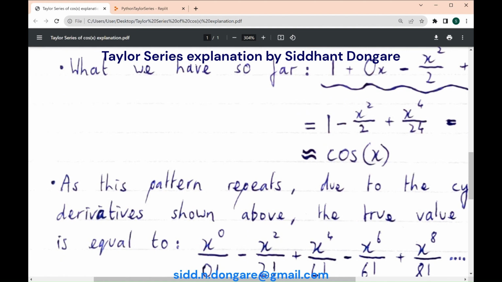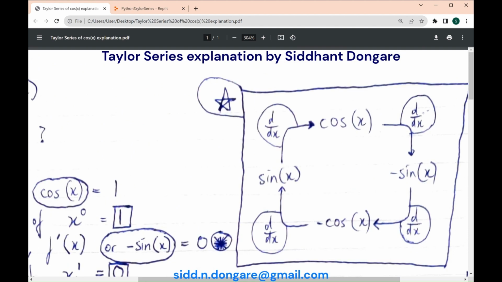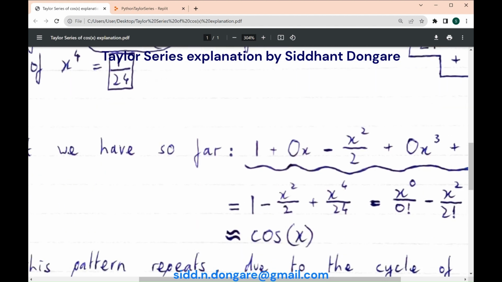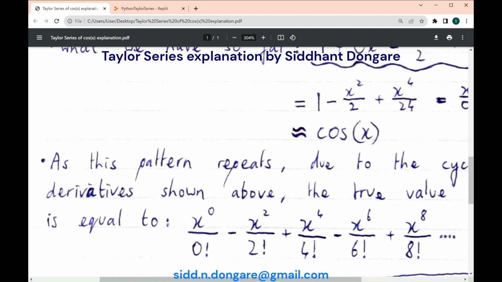But as this pattern repeats due to the cycle of derivatives shown above, remember this one: the true value of the cosine of x is equal to an infinite sum, and this can be shown as this: x to the 0 over 0 factorial minus x squared over 2 factorial plus x to the 4 over 4 factorial minus x to the 6 over 6 factorial plus x to the 8 over 8 factorial, and so on and so forth. This is all because the derivatives are going to be predictable for the cosine of x.